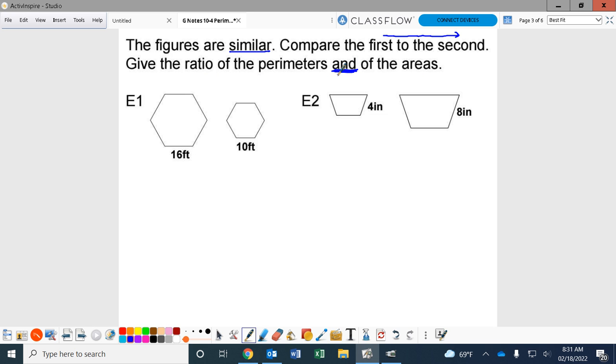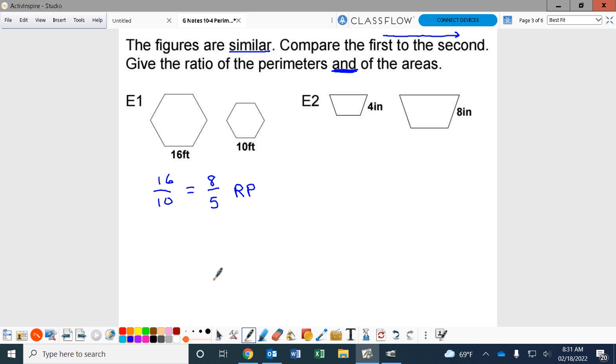2 answers. Okay, to get the ratio of the perimeters, you're going to start by just putting the relationship between the sides. 16 over 10. Grab your calculators, reduce it. It's that simple. 8 over 5. What is it? 8 over 5. Perfect. That is going to be the ratio of the perimeters.